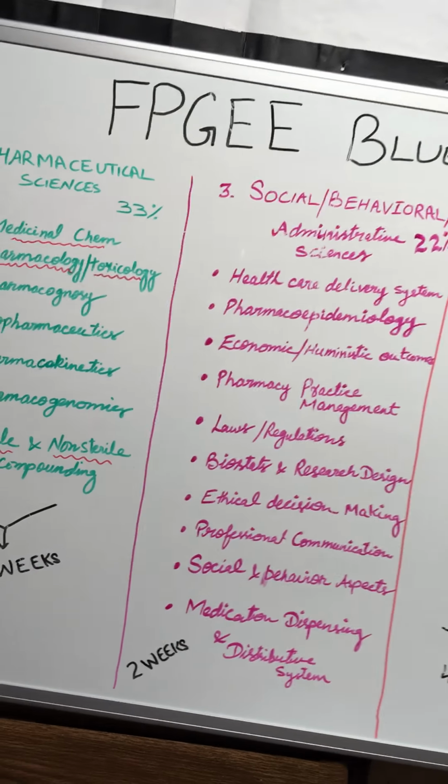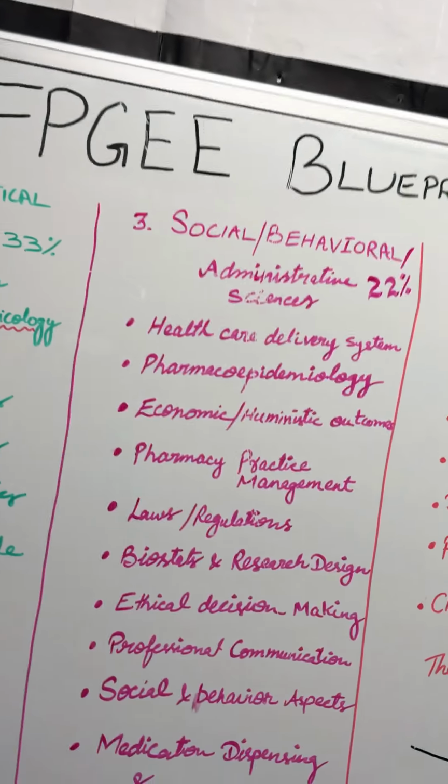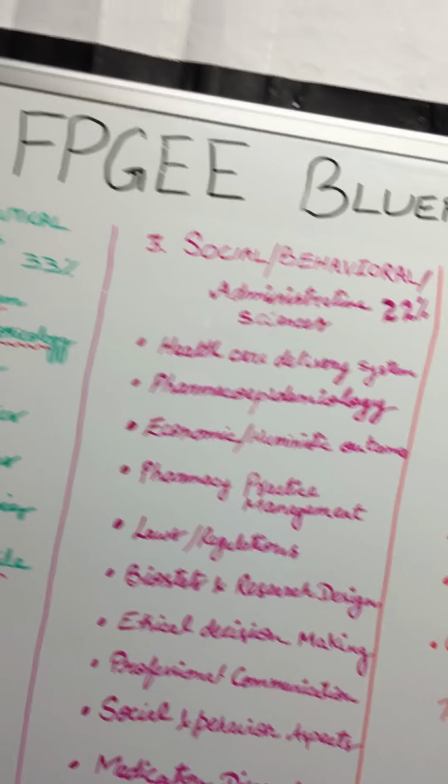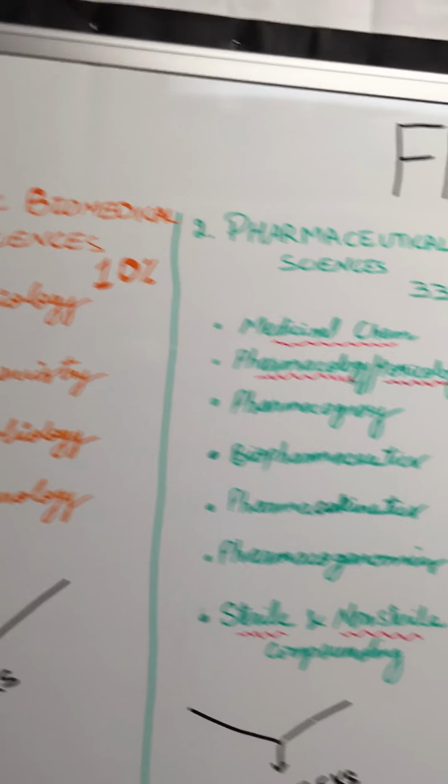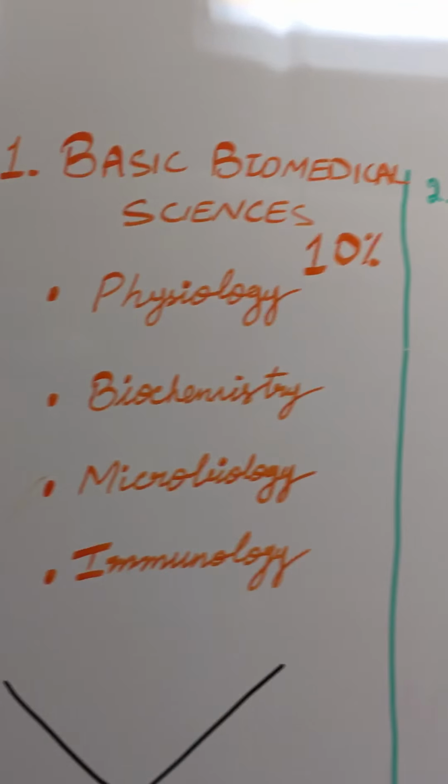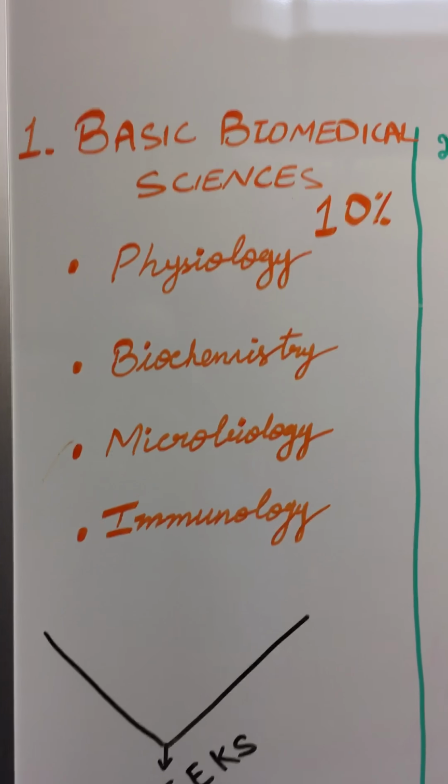Hello guys, I'm going to discuss with you the FPGEE blueprint, the current one. It has 4 sections. I will start with the first one, which is basic biomedical sciences.